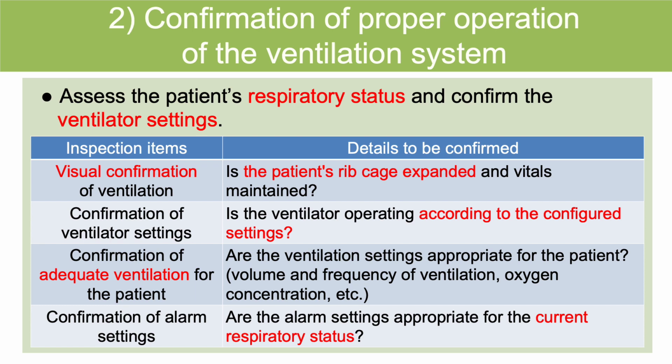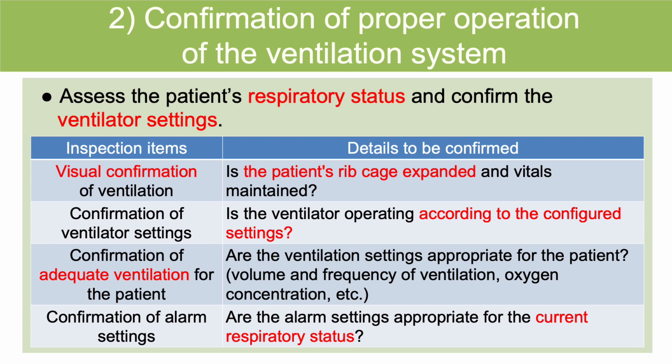For ventilation operation, the first step is to check the waveform and values of the ventilator to see if the ventilation is working properly. The most important thing at this point is to look directly at the patient's thoracic movements. Checking the patient's vital signs is just as important. Next, check if the system of the ventilator is working according to the configured settings, and confirm the settings are appropriate for the patient's condition.